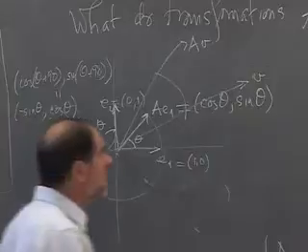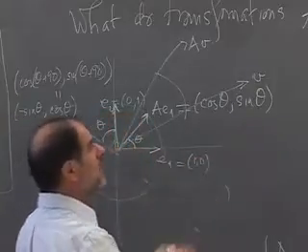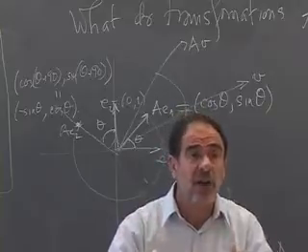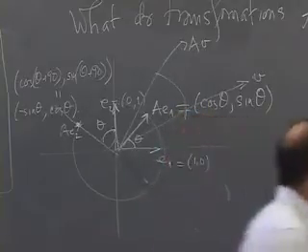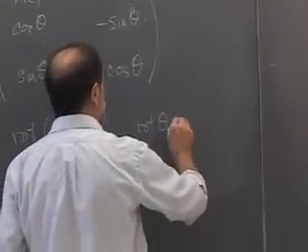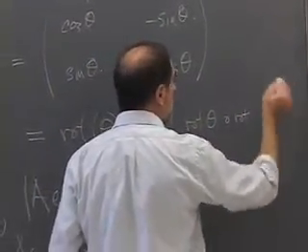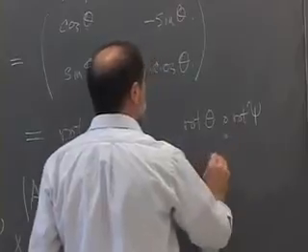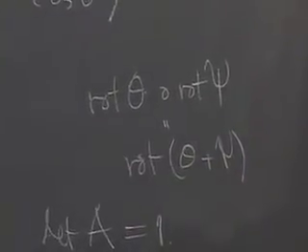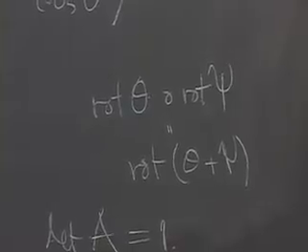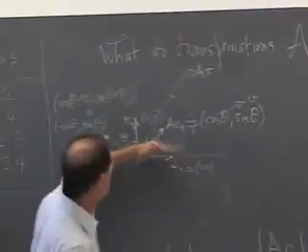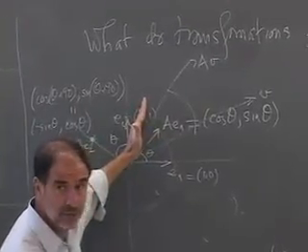And how do we compose transformations? Well, it turns out when you multiply these matrices and you use the laws of sines and cosines, you'll find that the composition of the rotation through the angle of theta with the rotation through the angle of phi is equal to the rotation through the angle theta plus phi. Well, that's obvious from geometric considerations. If the first transformation rotates through theta and the second transformation rotates through phi, then the combination is rotating through the sum of the angles.